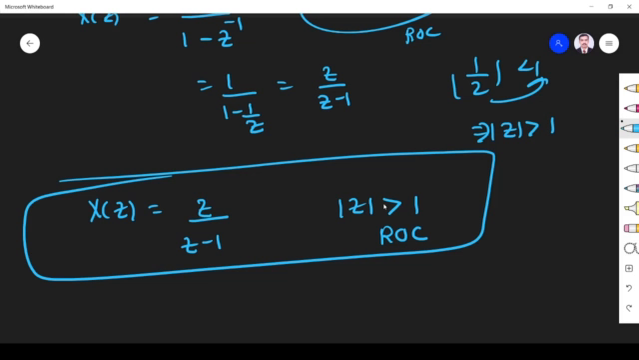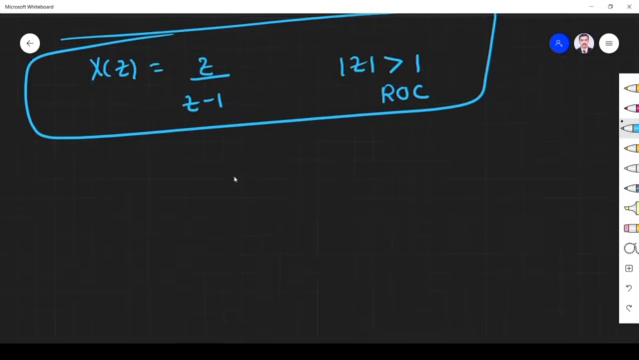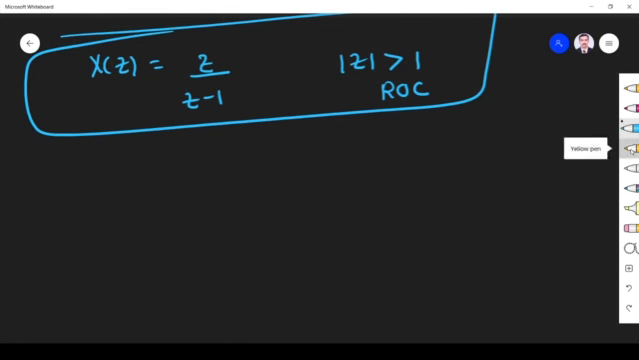Okay, so that's all about this session. Let me go and do some other problem which is related to this. The problem is to find the z transform of a^n u of n. Compared to the previous problem, what is the difference? Instead of a, here a is equal to 1. So if a is equal to 1, we will get the previous problem.